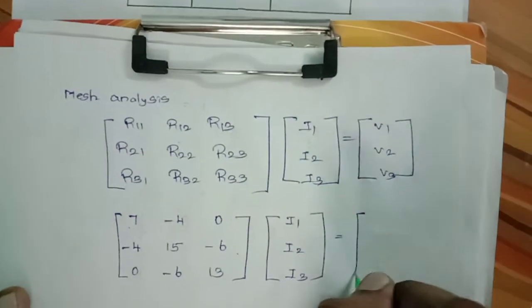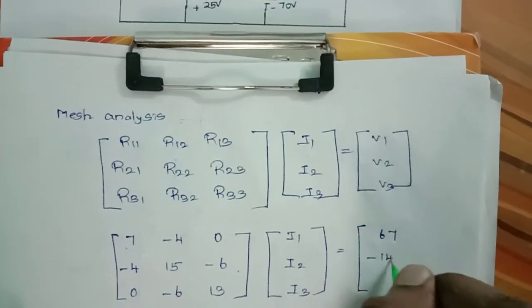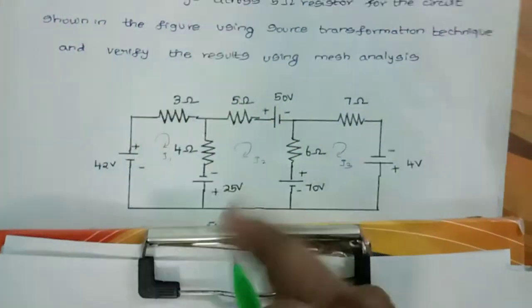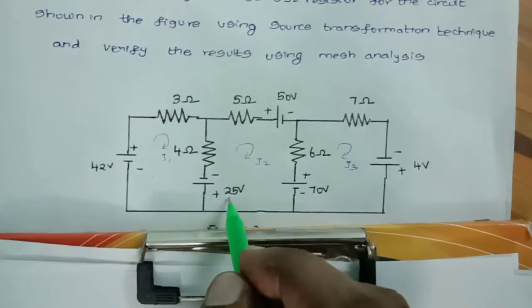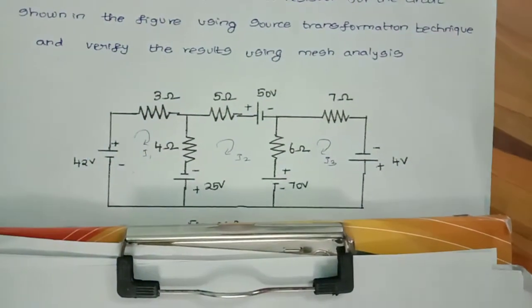The voltages are based on the KVL. I am taking 67 minus 145 and 74, because 67 means you have to take this. When you are going like this, you will see minus 25, minus means plus 25, plus 42. You will get 67. Based on the KVL, we frame this equation.